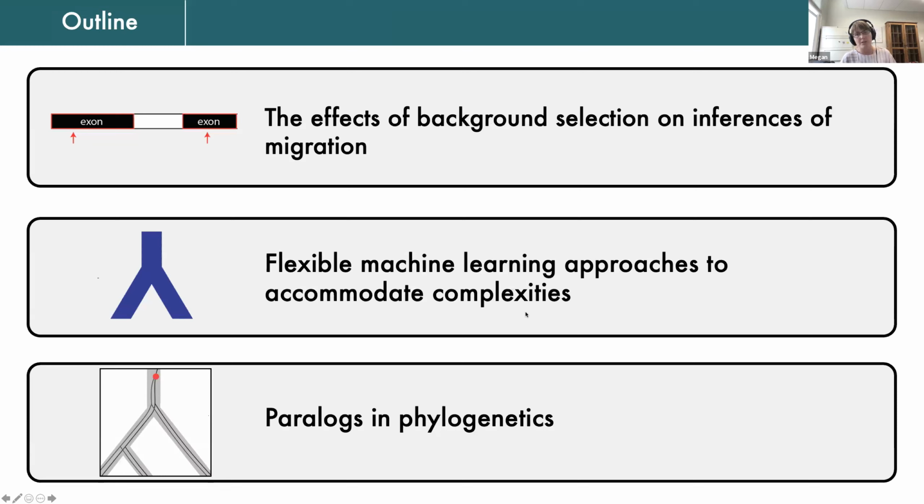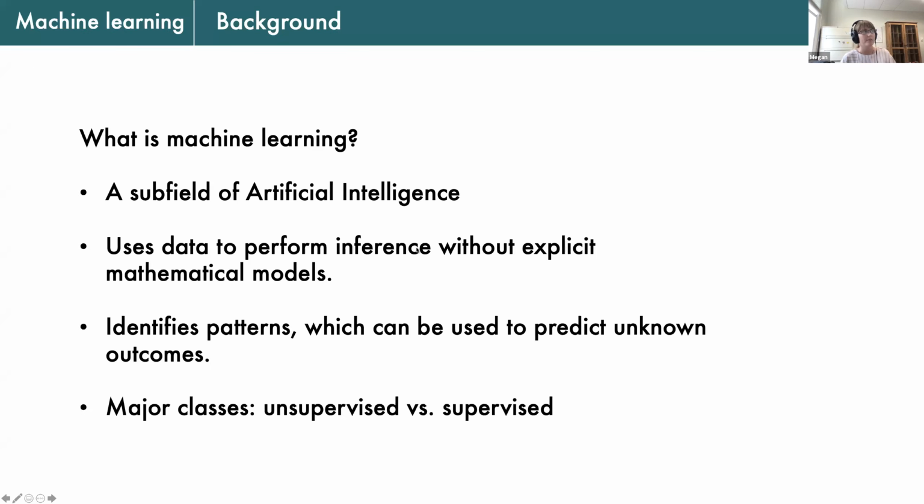Okay, so I just told you about how when our models aren't sufficient, we can arrive at really misleading inferences that affect how we think about the biology of our focal systems in important ways. Now I'm going to continue in a similar vein and talk about how we can use flexible approaches to try and accommodate these complex processes.